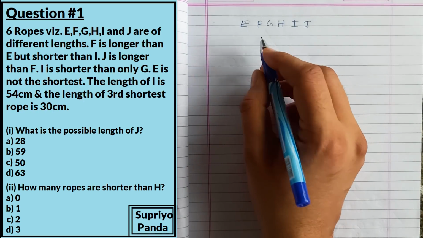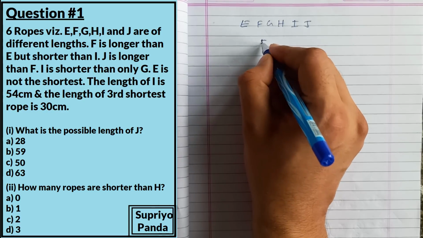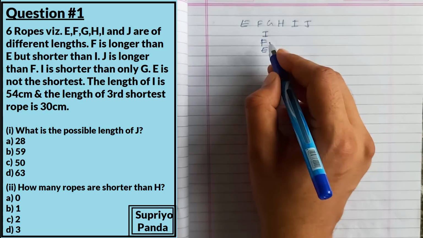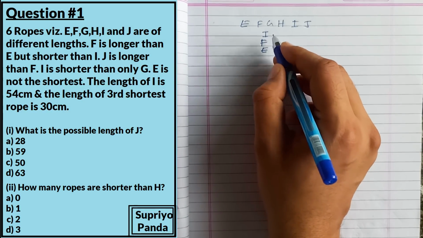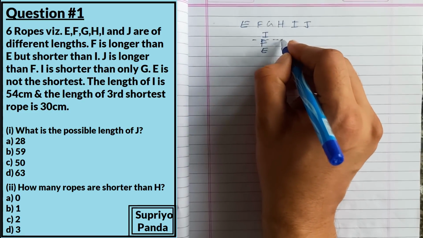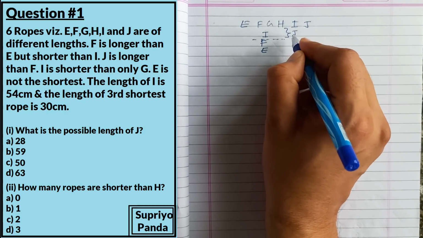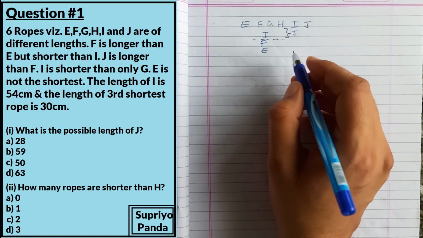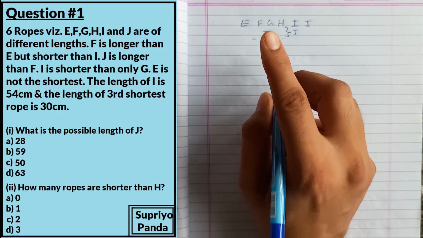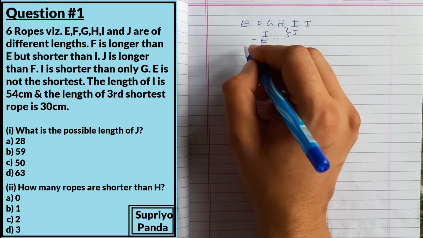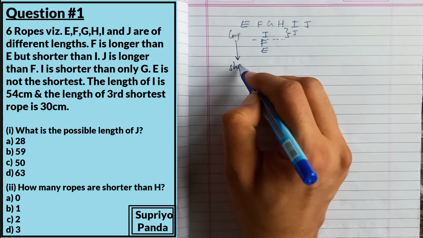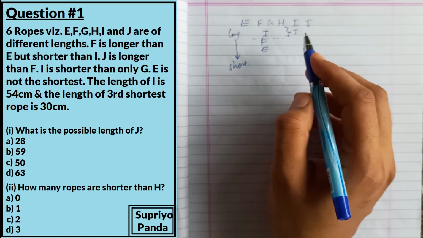Now you are being told that F is longer than E, but it is shorter than I. Remember that these are not the exact positions; it is just the relative position. J is longer than F, so J has to be somewhere in this area. Then I is shorter than only G. Now we have a definite thing. We are just arranging these from longest to the shortest, right? That's what we are doing. So let us arrange it properly now.